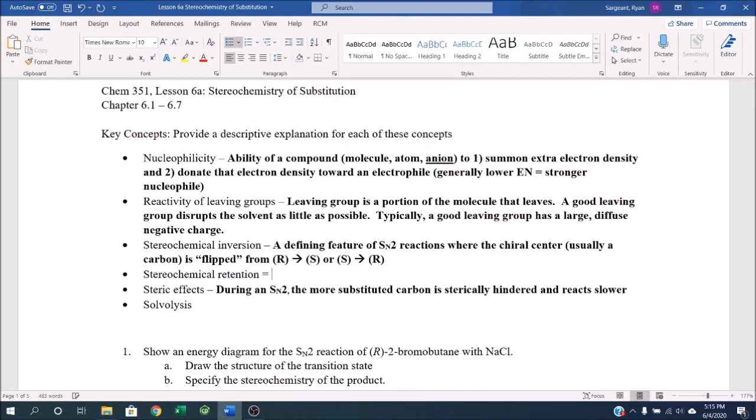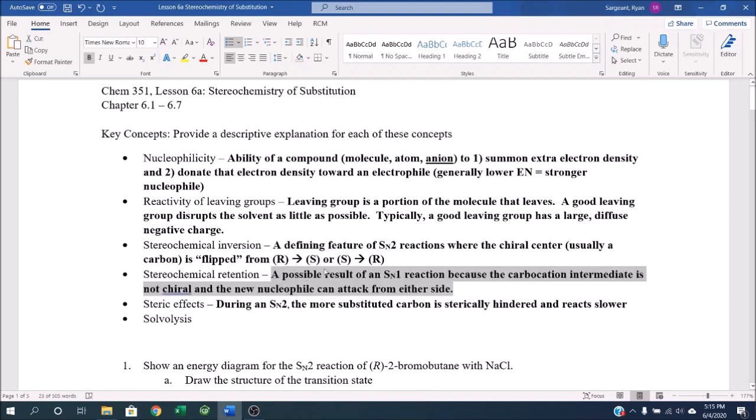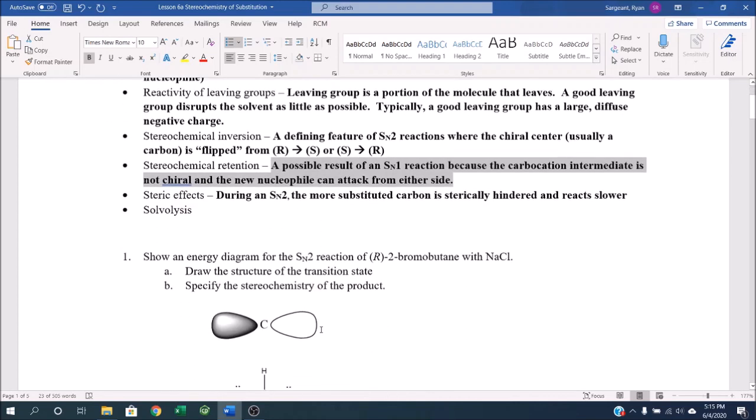So going back to our definitions at the beginning, stereochemical retention right here is a possible result of an SN1 reaction because the carbocation intermediate is not chiral, and the new nucleophile can attack from either side. So it's not that in an SN1 reaction you only get stereochemical retention. You're also going to get some stereochemical inversion. It's just that with an SN2 reaction, it's almost always inversion, and in an SN1 reaction, there's some retention there as well. Sometimes the new atom stays on the same face where the old atom left.